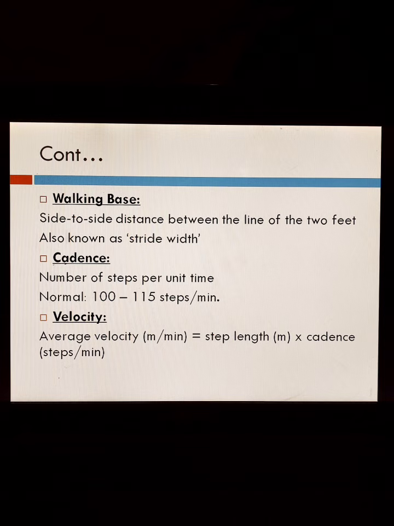Walking base is the side to side distance between the lines of the two feet, also known as stride width, and it's also an indicator of stability. The wider the walking base, the more stable the object is. Cadence is the number of steps taken per unit time, and normal cadence is 100 to 115 steps per minute. Velocity is step length times cadence, and it is measured in meters per minute.